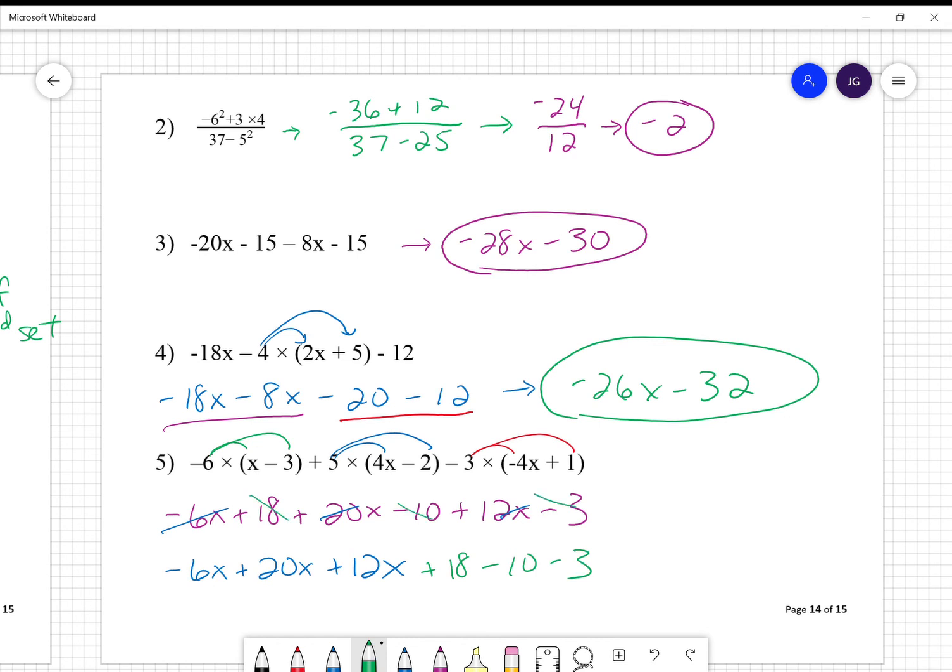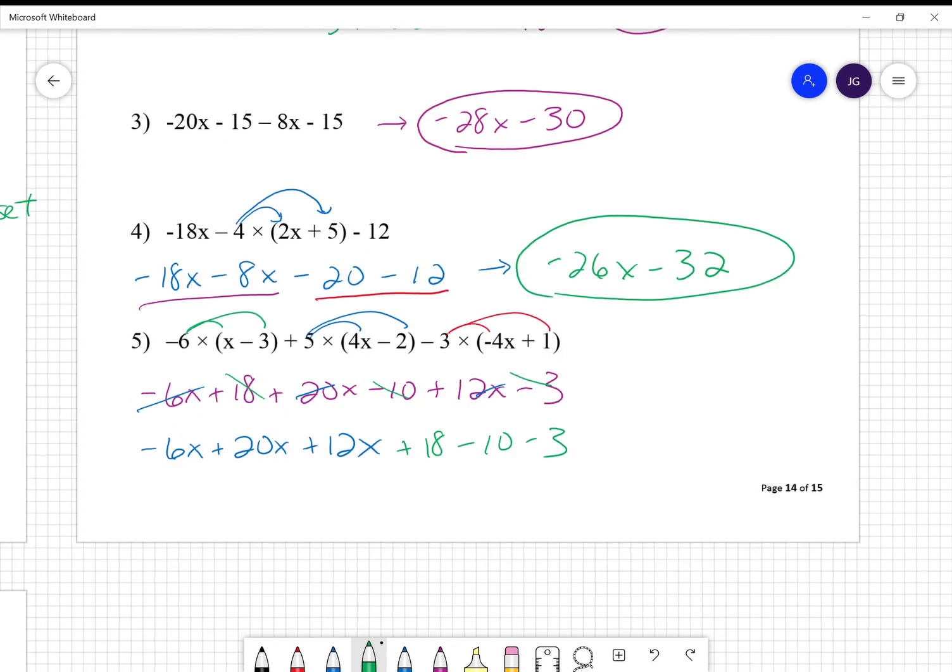We are using the associative property, the commutative property. And then combining like terms is a little easier because they're all right next to each other. I get 26x plus 5.